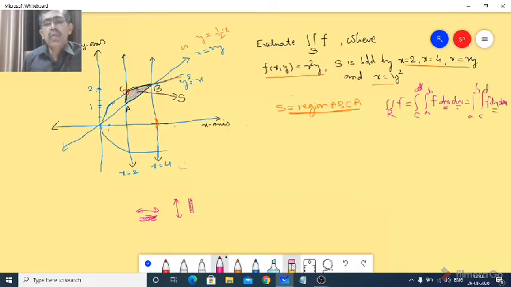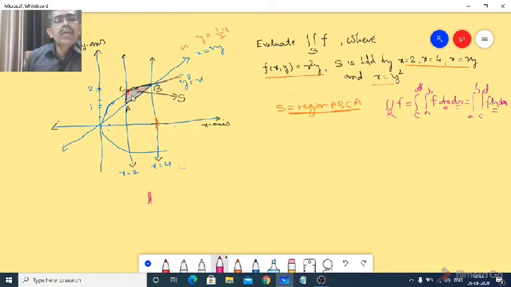Now, first of all, I will take a strip which is parallel to the y-axis, like this. I will take a strip here in region S like this, and I will move it along the x-axis so that region S will be covered.